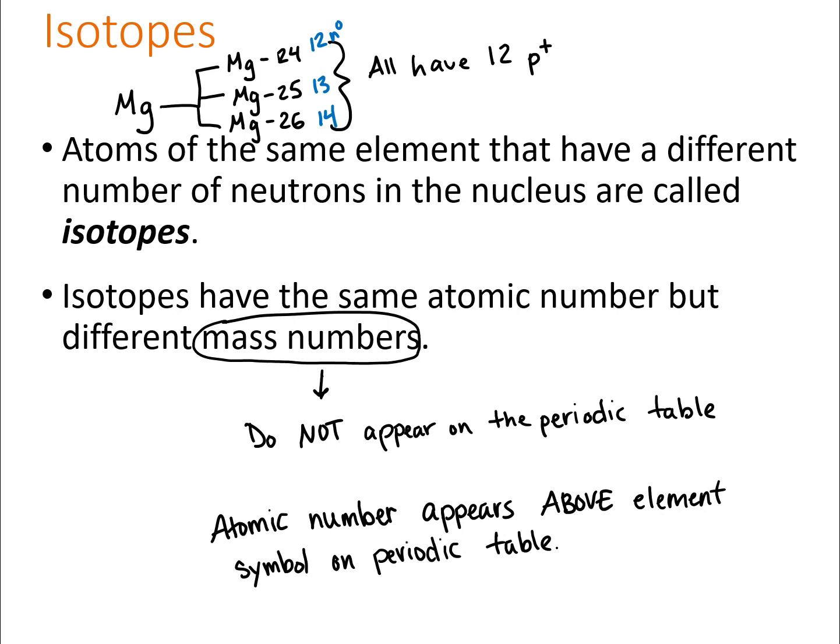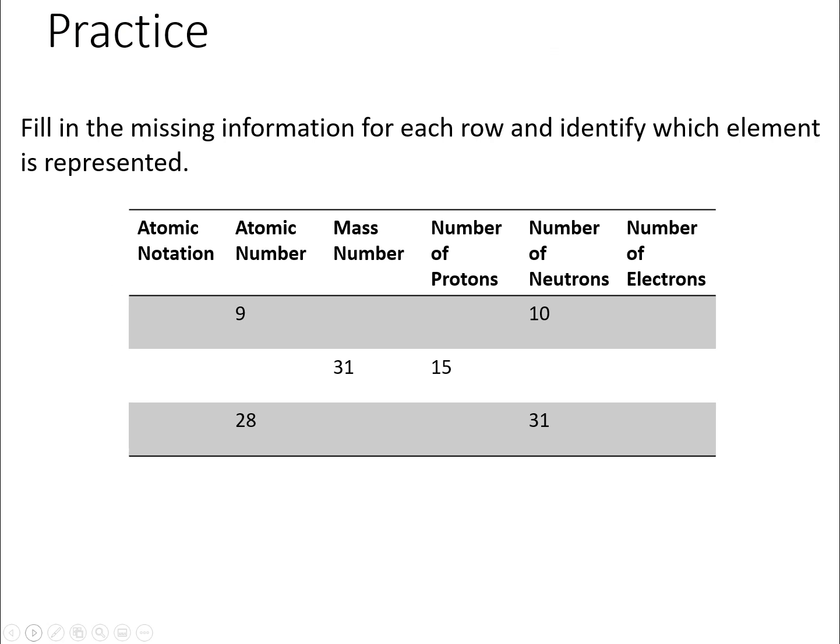So make sure that you know that distinction. With that, we're going to do some practice. I'll give you 5 minutes to fill in this chart. There's missing information in each row. You'll need to identify which element is represented in each row and write that element using atomic notation.